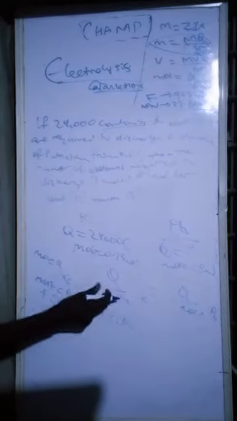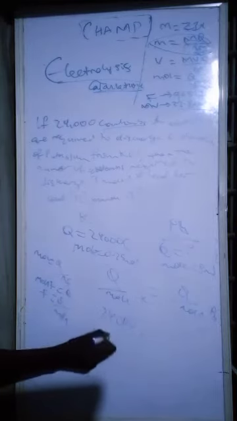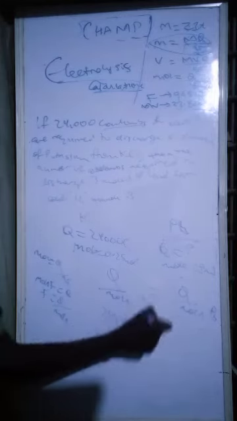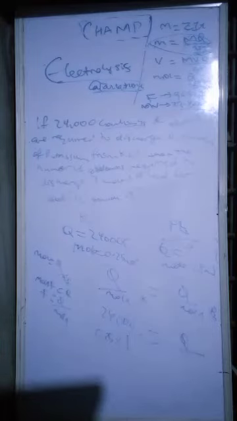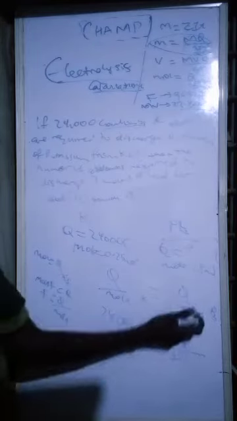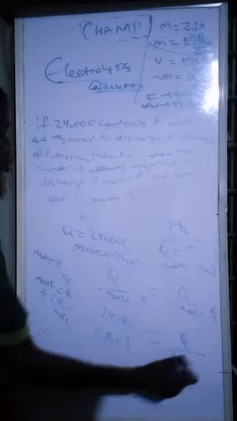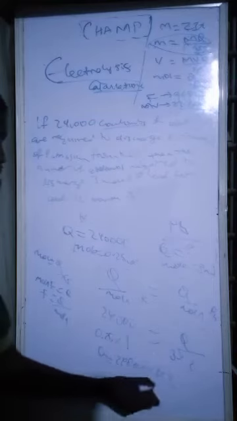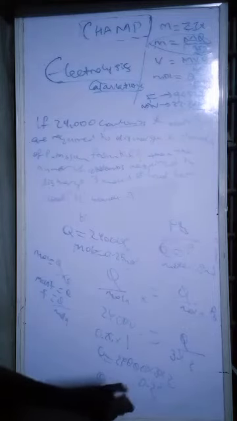So yes, let's try to solve. What's the Q? 24,000. What's the mole of potassium? 0.25. What's N for potassium? 1. What's Q for lead? That's what you are looking for. What's the mole? Mole is 3. What's the N for lead? 2. So Q is equal to 24,000 times 3 times 2 over 0.25. Q is equal to 576,000 coulombs. So that's that.